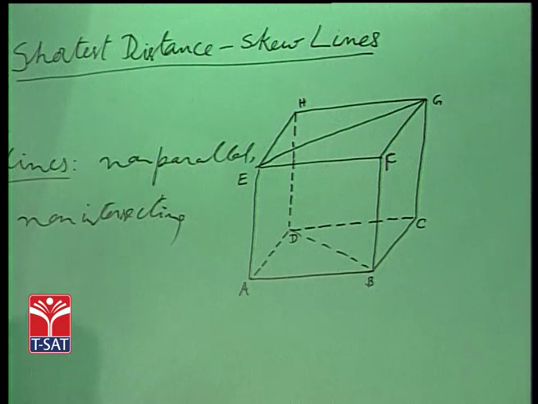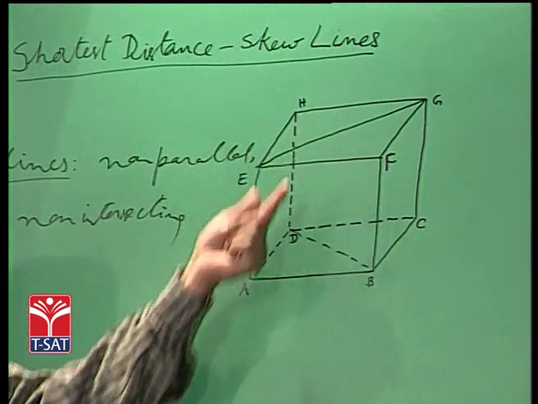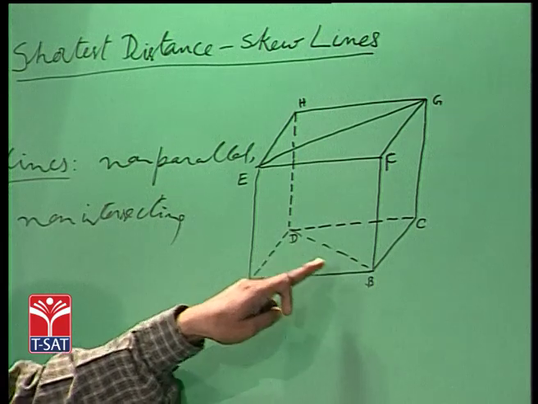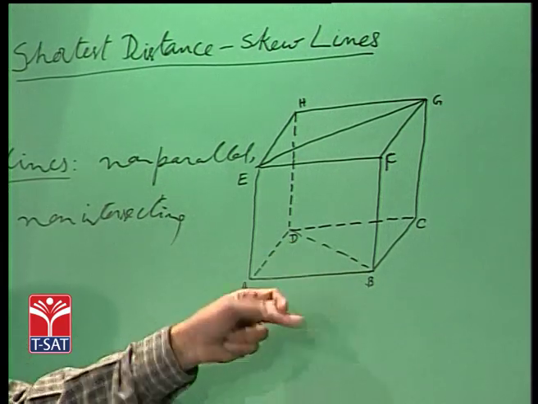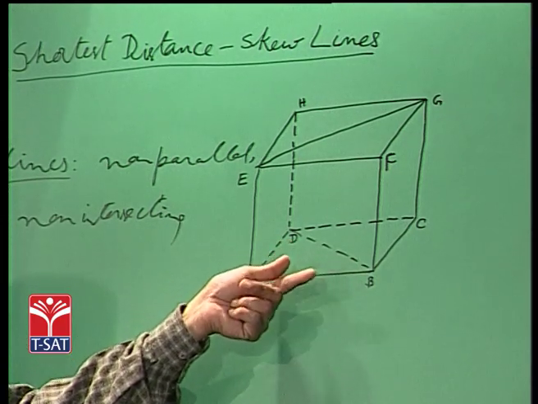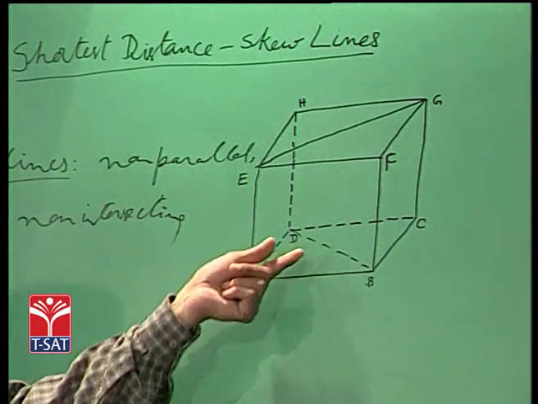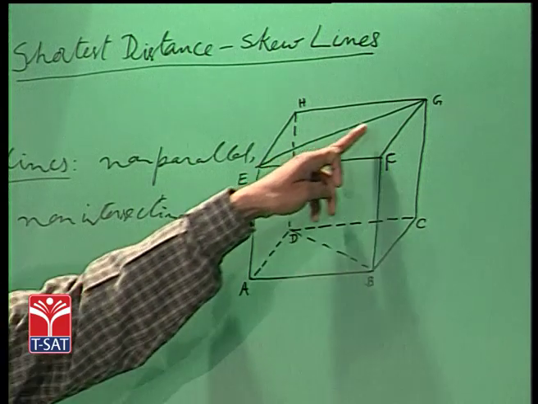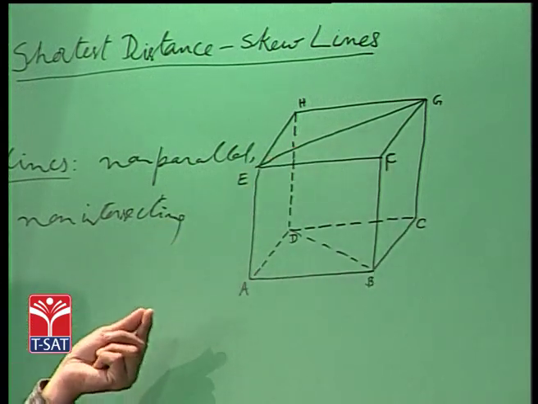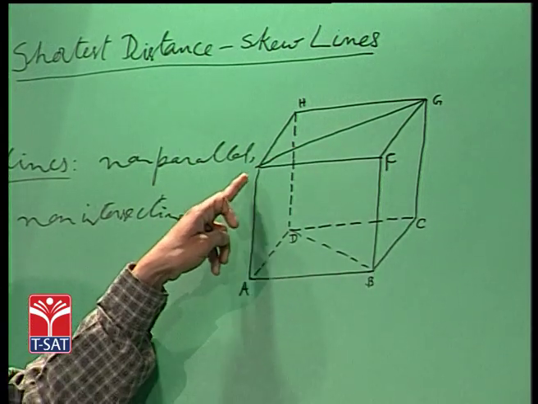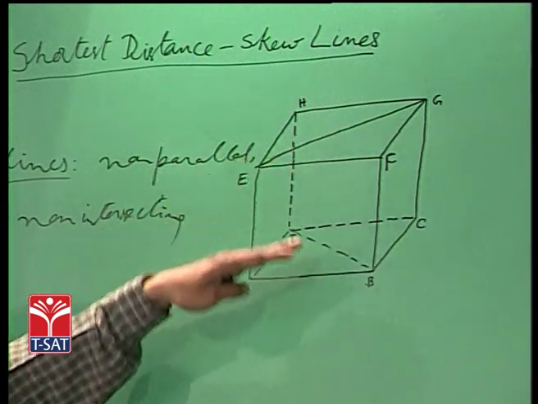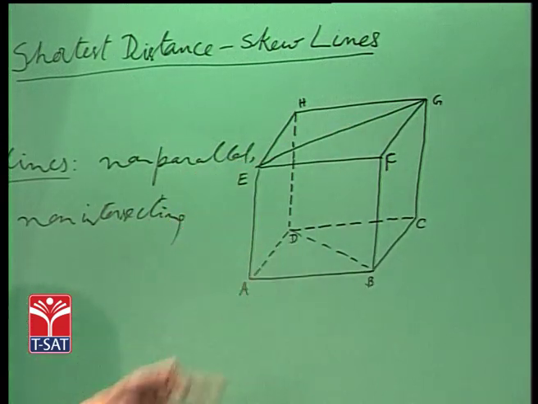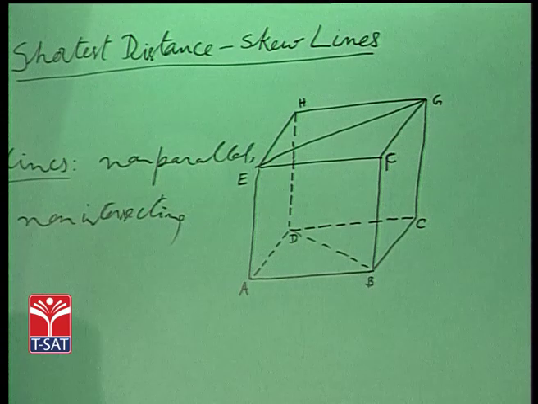When we take the diagonals, we mean the lines passing through these two vertices DB. So, I am considering the line passing through these two vertices, I am calling it the line DB. Similarly, when we take the diagonal EG and consider the line passing through the vertices E and G, these two lines EG and DB are non-parallel and non-intersecting.